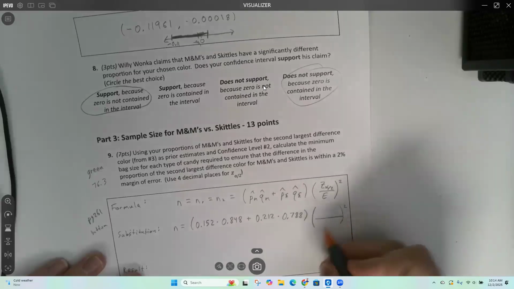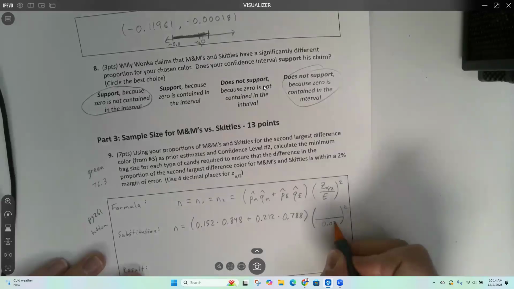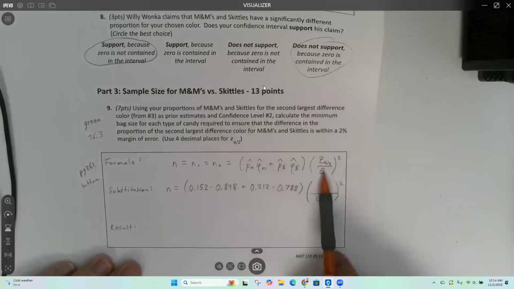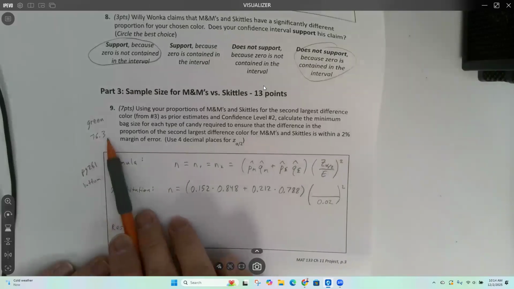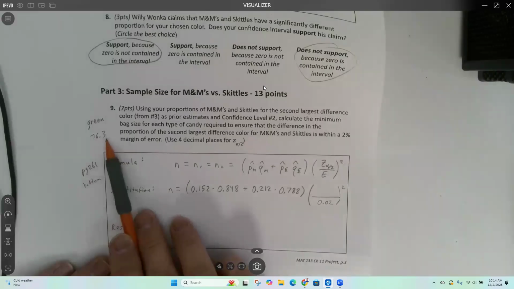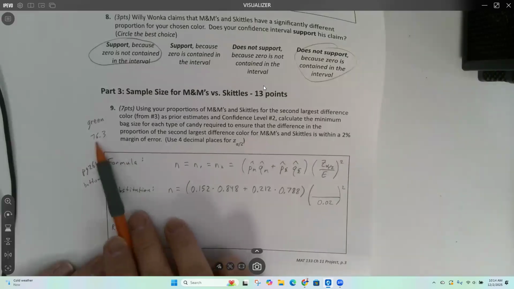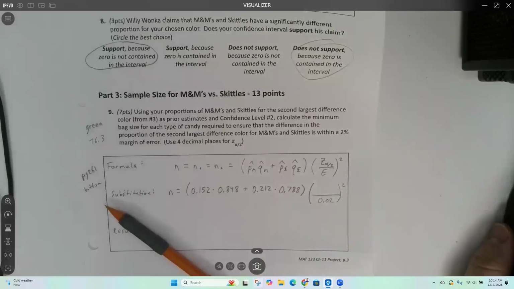Margin of error was 2%. All right, I need Z alpha over 2. My confidence interval is 76.3%. So my alpha in this case would be 24%. Half of that would be 12%.